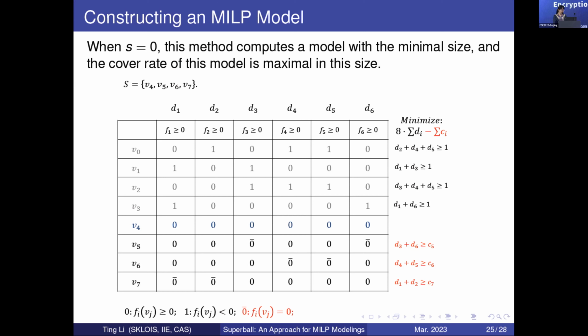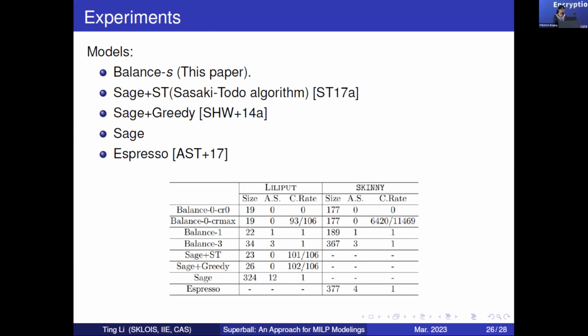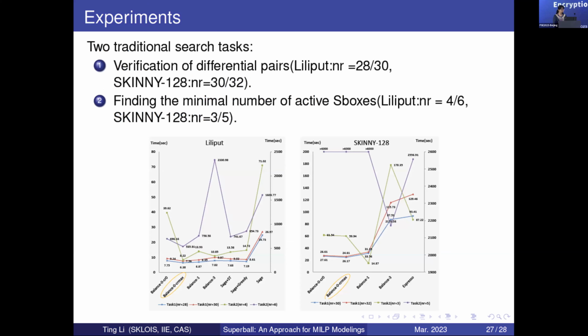And at last, we use our approach to model the Boolean functions deduced from the S boxes of Lilliput and Skinny-128, which are 8-bit S boxes. And we generate 4 types of balanced models. We also compare their efficiency with the other models generated by the previous methods. And this table shows the size, approximate strength, and cover rate of each model.